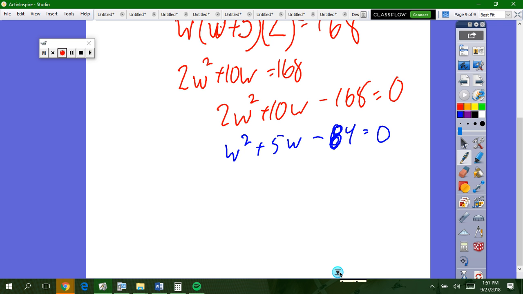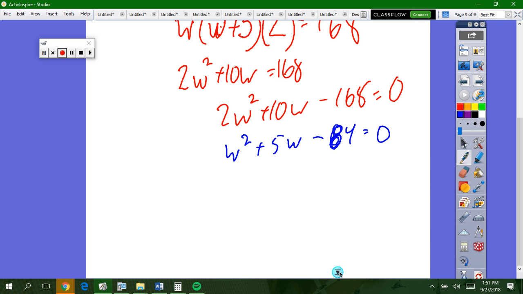Factors of 84, they give me 5. I divided it, dang it! No, I divided it. Right? 2 divided by 2 is w. 10 divided by 2 is 5. 168 divided by 2 is 84. 0 divided by 2 is 0. Okay? You with me?